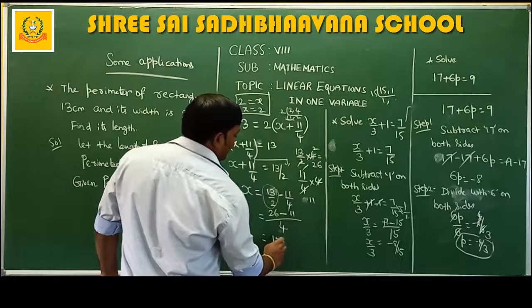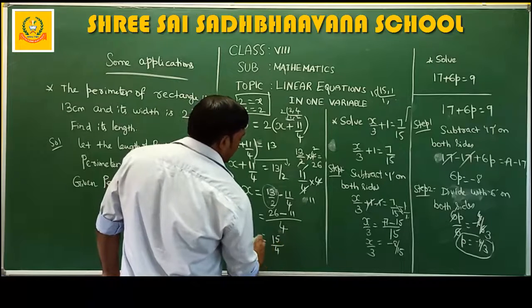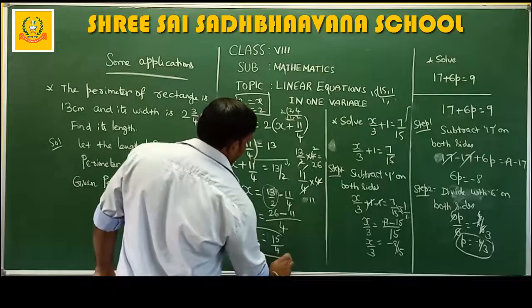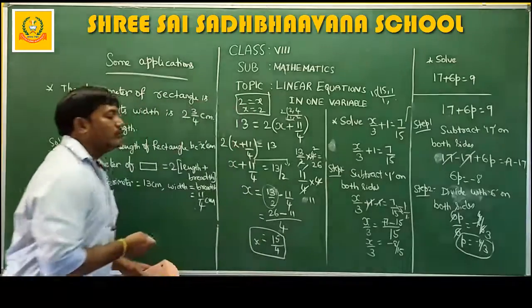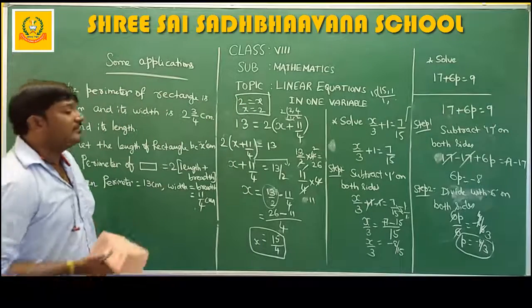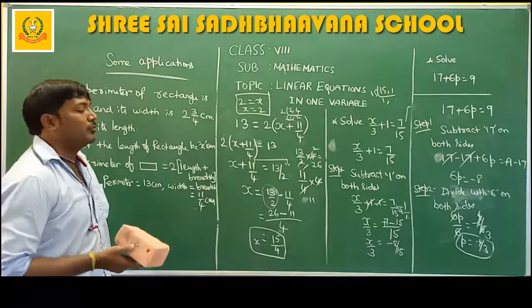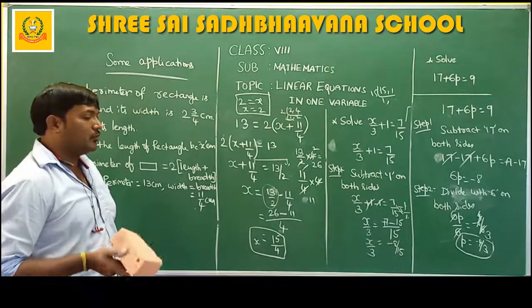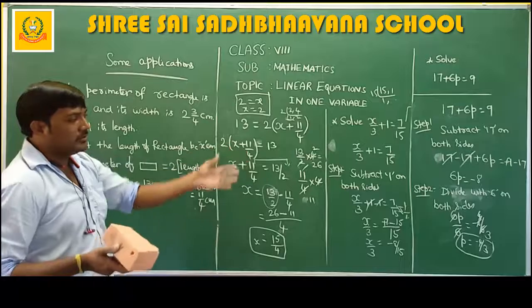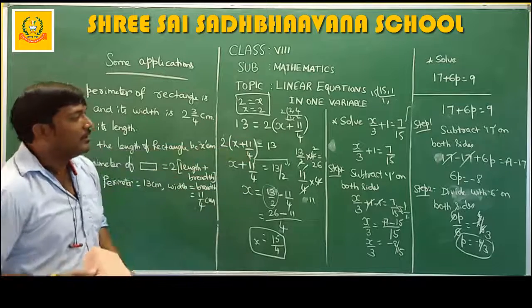It will be 15. Correct? If I am not wrong, it is 15. So x is equal to 15 by 4. Correct? We got the x value as 15 by 4. Any doubt? Let me know. I'll explain once again.